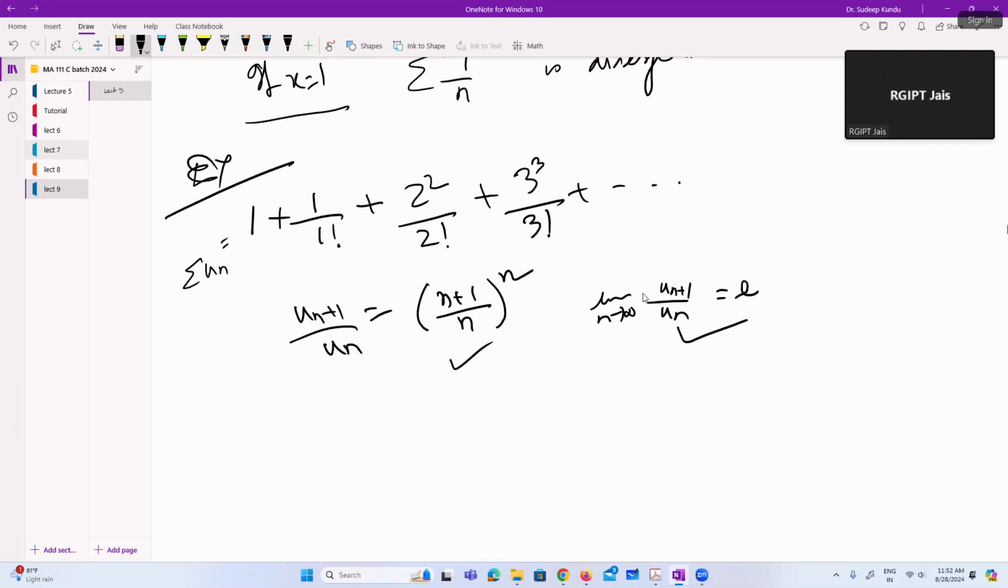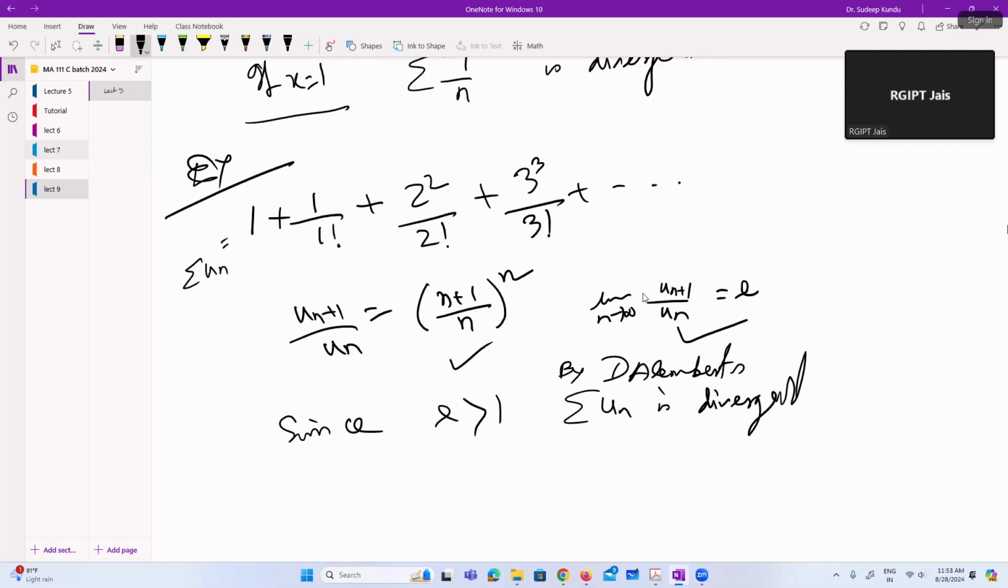Now since e is greater than 1, so what will happen? By D'Alembert test, divergent. So don't think that because e had come, it will converge. No, right? Already you know that this e is greater than 1. You know the value of e already, 2.73 something, right?